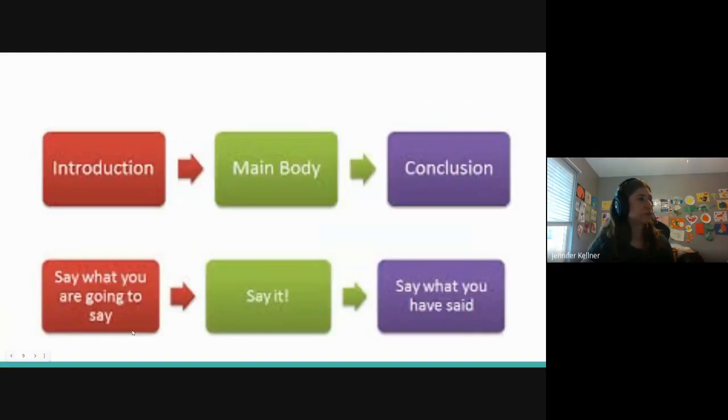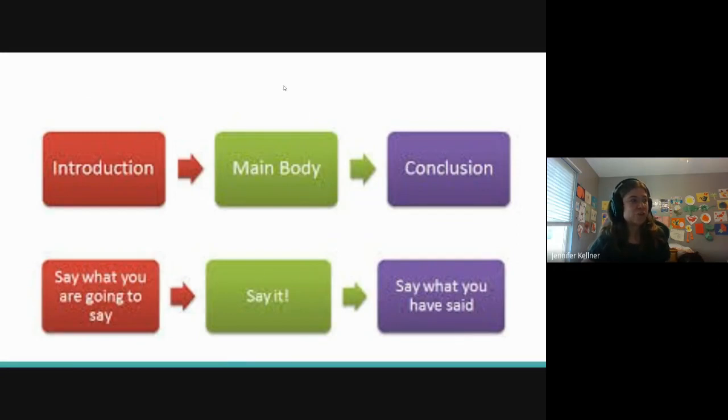Perfect. All right. So the introduction, the main body, and the conclusion, you tell them what you're going to tell them, you tell them, and you tell them what you told them. And this is even something that I went to a military ball, and the first female general ever in the Army spoke, and that's the first thing she said. She said, any good speaker always knows you always start out with saying what you're going to say, and then you say it, and then you say what you have said.